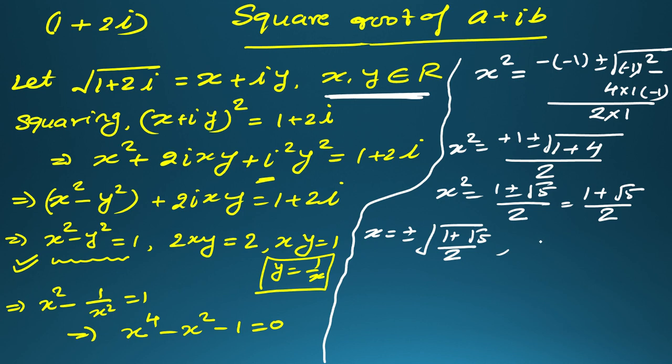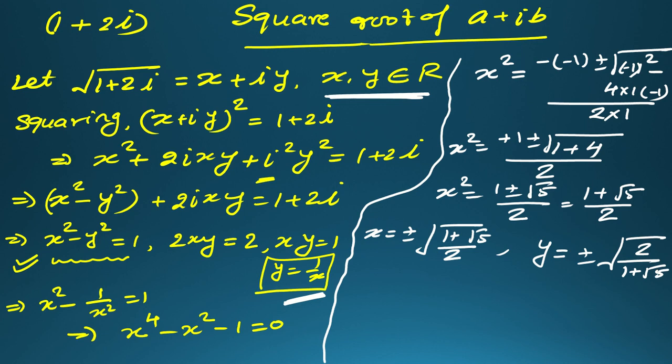So what will be the value of y? y will be equal to plus minus under root, it will be reversed because the value of y is 1 over x. So it will be reciprocated. So 2 over root 1 plus root 5.